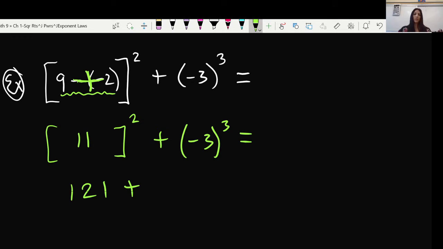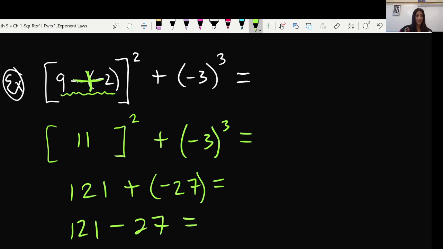Okay, so this ties in with what we did in the last lesson. The negative sign is a part of the base because it's in the brackets. So we're doing negative 3 times negative 3 is positive 9, times negative 3 again. That would give us negative 27. So we are doing 121 plus negative 27, which is the same thing as just saying 121 minus 27, right? So they mean exactly the same thing. So after doing that, we just get 94 as our answer.